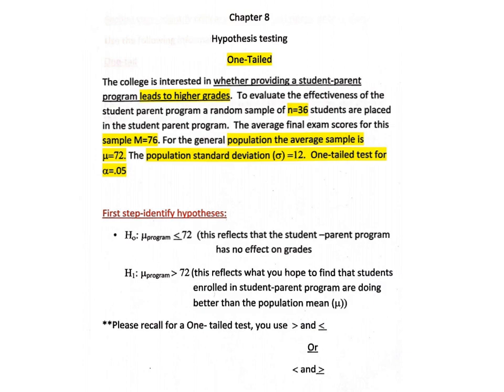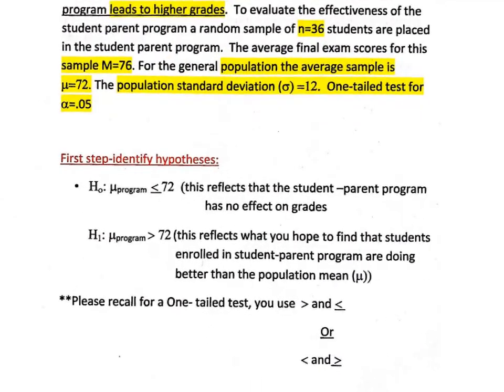All right, so the first thing we're going to do is identify the hypotheses. The null hypothesis is that the mu of the program, which is equal to 72, has no effect on grades. So it would be equal, or it could even have a negative effect, so it would be less than 72. The alternative hypothesis, which is the H1, is what the researcher is hoping to find: that the student-parent program will actually reflect in higher overall exam scores. So they're hoping that the mu of program will be greater than 72.